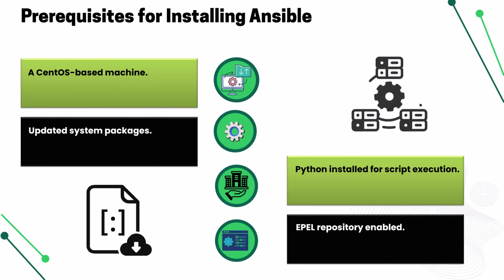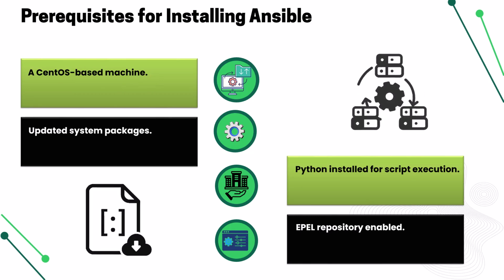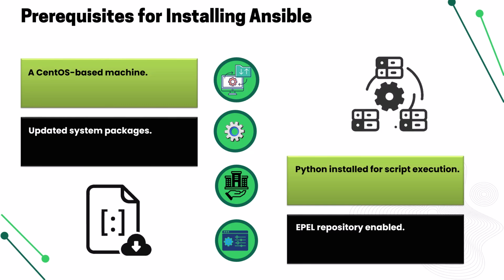Before we dive into installing Ansible, let's make sure we have the essentials. A CentOS machine, check. Updated packages, check. Python because, well, Ansible loves it. And finally, the EPEL Repository, which is like the secret sauce for extra packages. Sounds good. Let's get rolling.